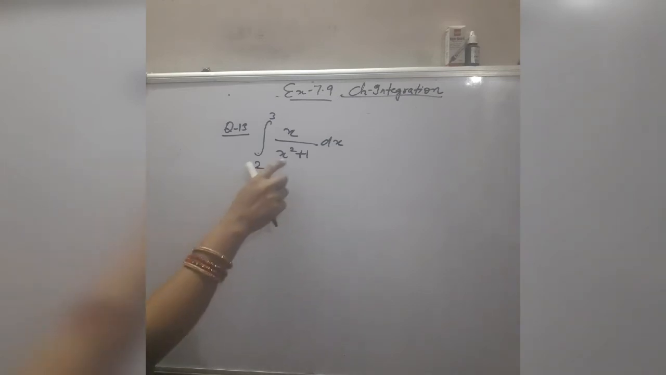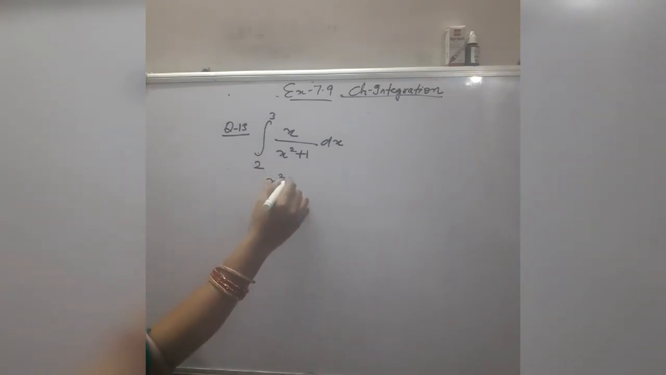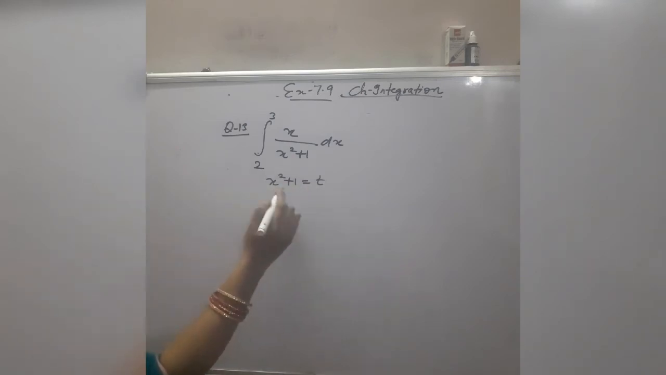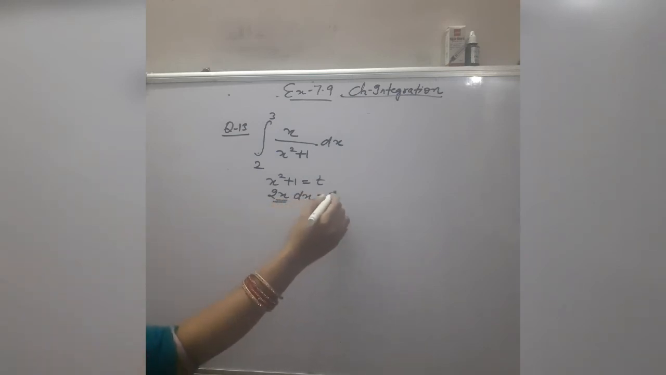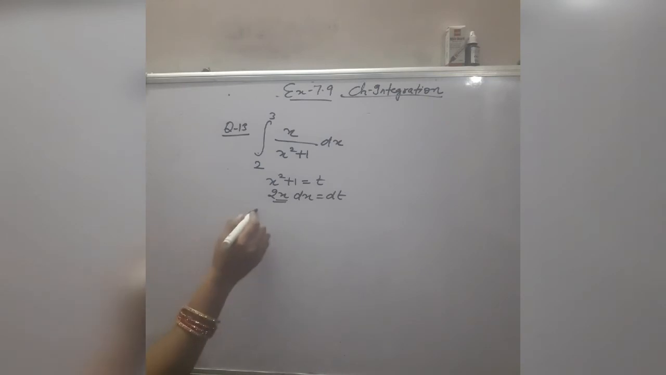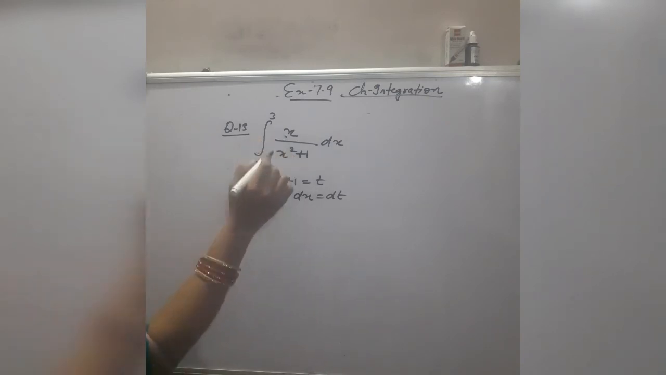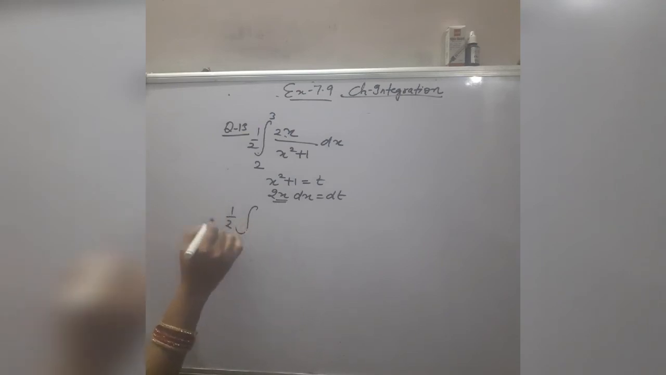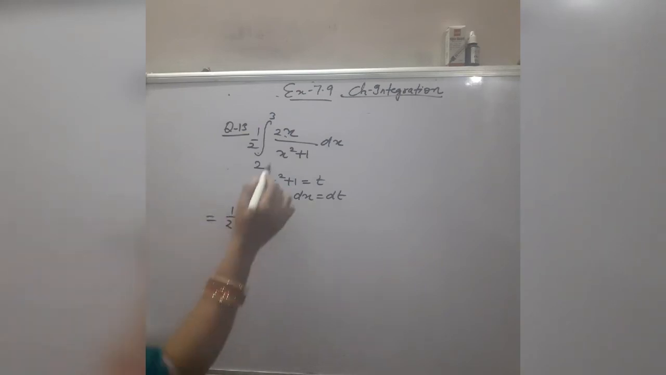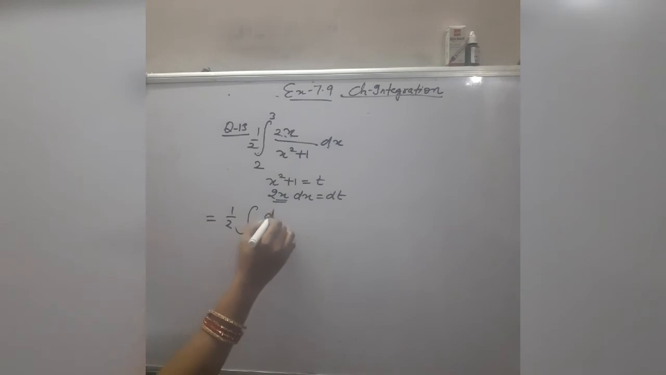Firstly, in place of x square plus 1, we will put t, taking derivative on both sides. Derivative of x square plus 1 is 2x into dx, this is equal to dt. So here 2 is not given to you, you can multiply and divide it by 2. This half remains as it is. In place of 2x into dx, write dt. In place of x square plus 1, write t.